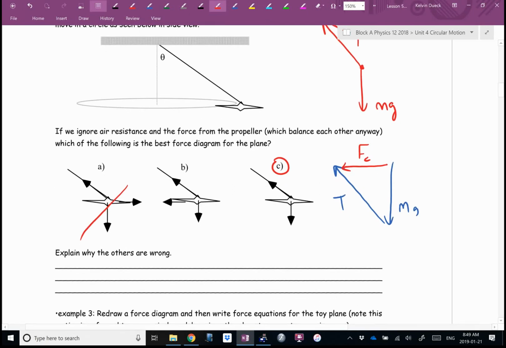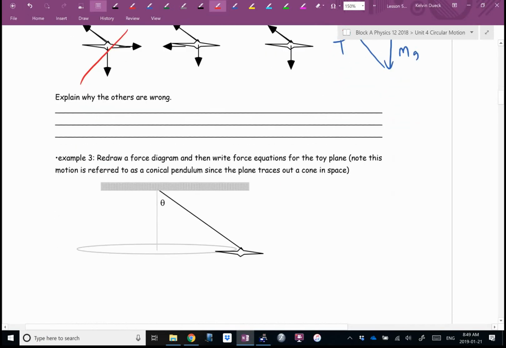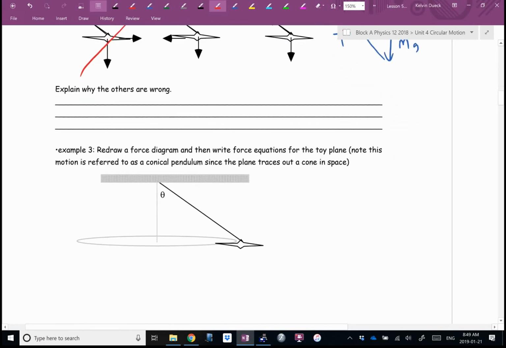We just did. So example 3 says, redraw the force diagram and write force equations for this toy plane. We call this a conical pendulum. A pendulum is a mass on a string. A conical pendulum because it traces out a little upside down ice cream cone. Okay. Well, we said we have gravity down and tension. And although this is at an angle, this also is one of the times that we don't want to break this into components. Why not? Because our circle is horizontal. The same reason on the banked corner that we left it that way, because our circle is horizontal.